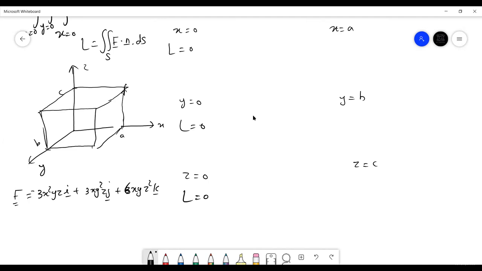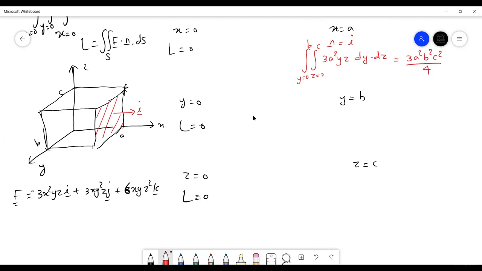When x is equal to a, in terms of x, you have to substitute a. When x equals a, this is the plane. What is the outward unit vector of the plane? That is i, so we multiply by i. So here n is i. Only the i·i terms remain due to the dot product, and the other terms cancel out. What remains is 3a squared, since x is equal to a, times yz. We are working in the yz plane, so that is dy dz. The range for z is 0 to c, and for y it is 0 to b. If you integrate, you'll get 3a squared b squared c squared by 4.